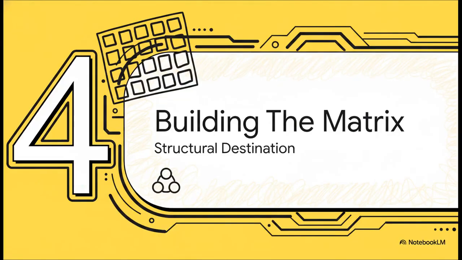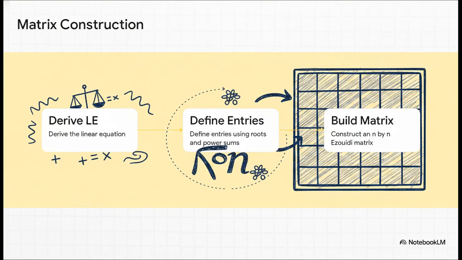All right, section 4, building the matrix, the structural destination. Now that our linear equation is cleanly derived, meaning we've successfully flattened the polynomial, we need to give it structure. Let's look at how we build a highly organized n by n matrix straight from these equations. It's a simple 3-step process. Step 1, we grab our newly derived linear equation. Step 2, we define matrix entries by taking n times the root raised to a power and subtracting the corresponding power sum. And step 3, we compile those entries into a square matrix that perfectly matches the degree of our polynomial.